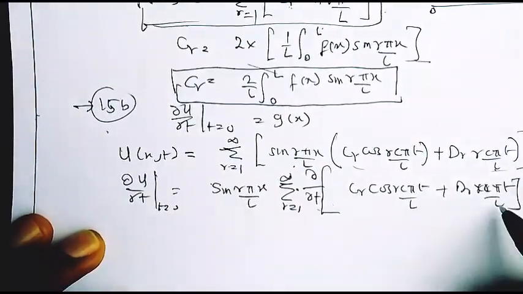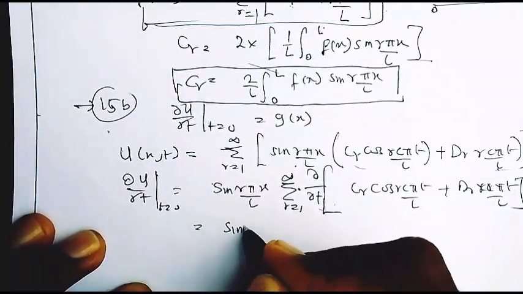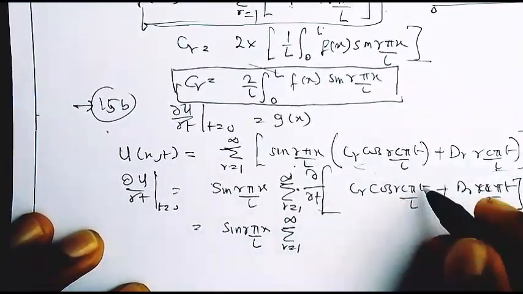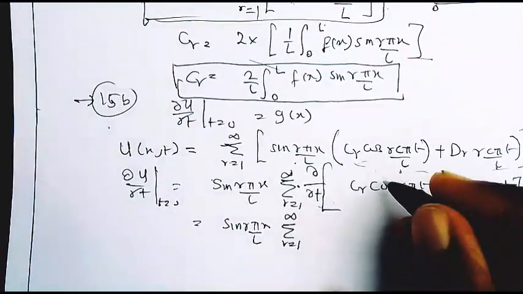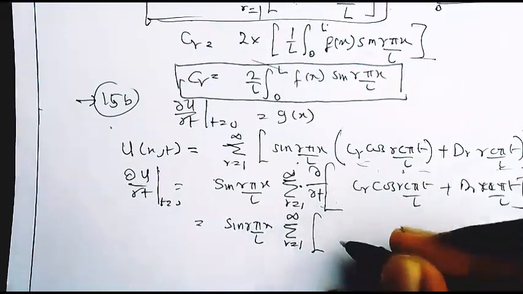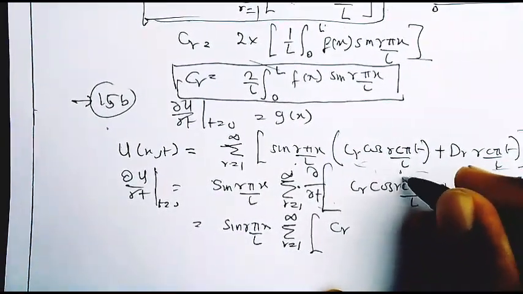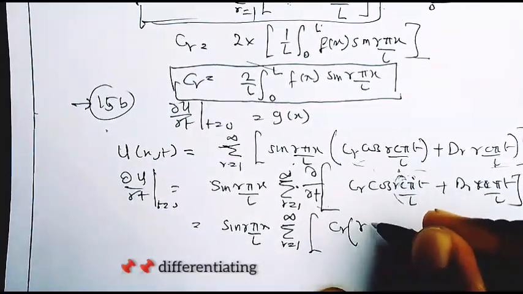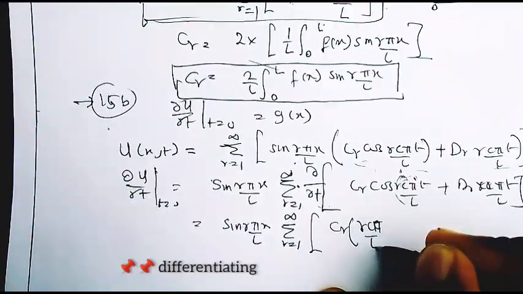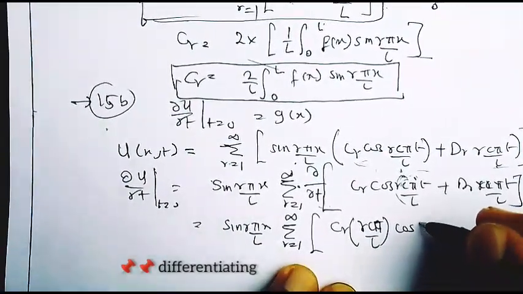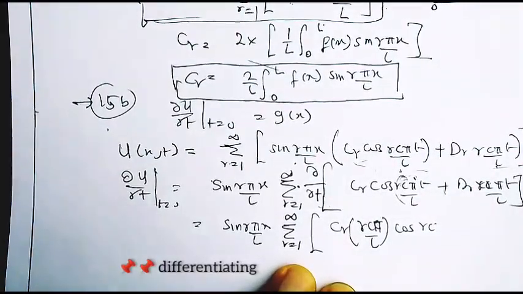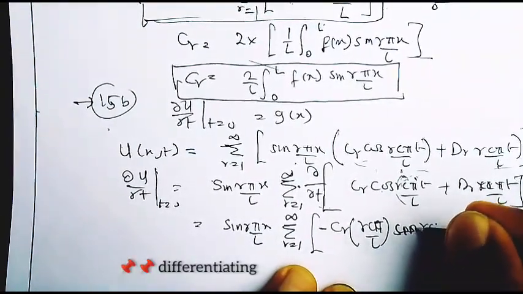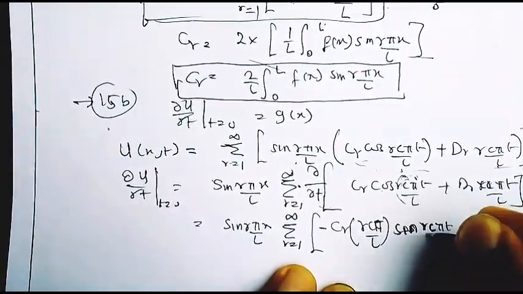So we're going to be differentiating this part. So we'll be left with sine(r pi x over L), this summation r equal to 1 to infinity. So I'm going to be differentiating this first one now, which is c_r. This is a function of a function, this is a function of t. So I'm multiplying it by this, right? So this r c pi over L, cos. Now when I differentiate cos, I'm going to have a minus sign. So this is minus sine(r c pi t over L).